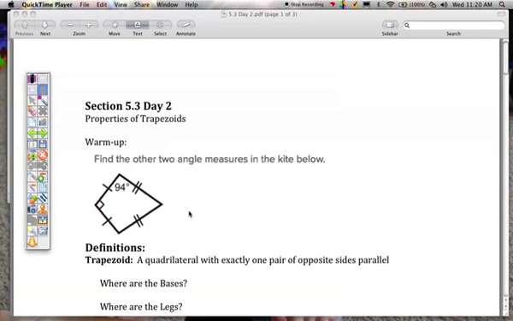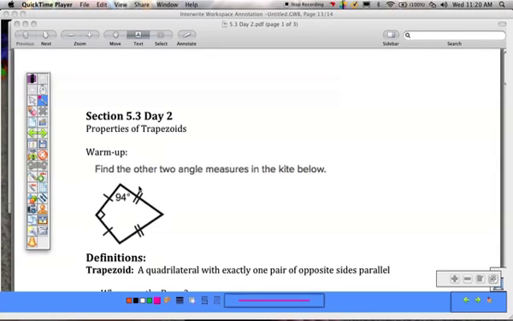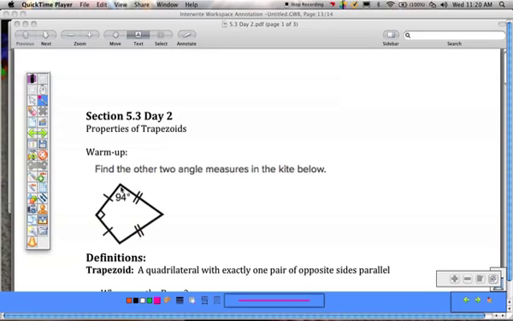So we learned yesterday in a kite that the non-vertex angles are congruent. So here's a non-vertex angle. Here's the other non-vertex angle. So this other angle is also 94 degrees.